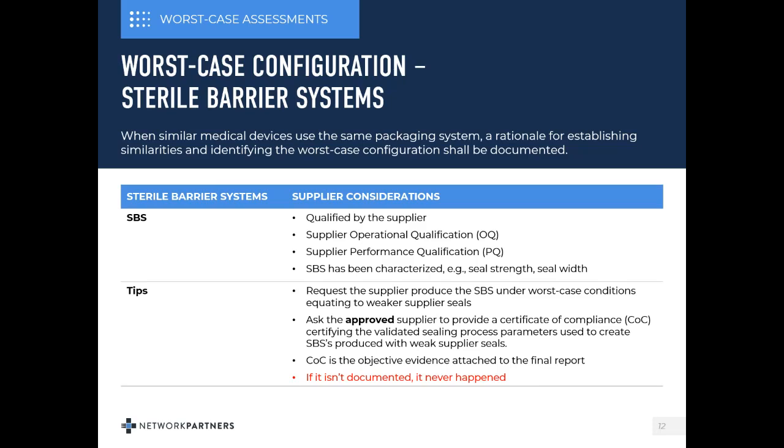So starting with the sterile barrier system here, and this is really from the supplier. So we're looking at the supplier considerations.